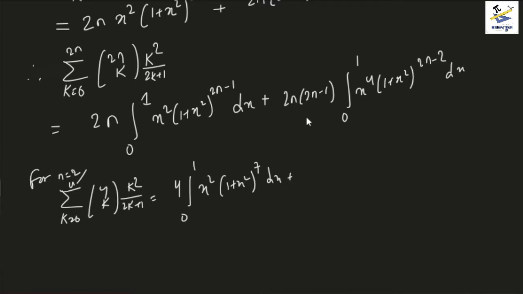And 8 into 7, which is 56. Actually n is 2, so it's 4, and this one is not 56, it's 2 into 2 is 4, 4 into 3 is 12, right? It's 12, and this is also 3, and similarly this one becomes x to the power 4 plus 1 plus x square whole to the power 2 dx.